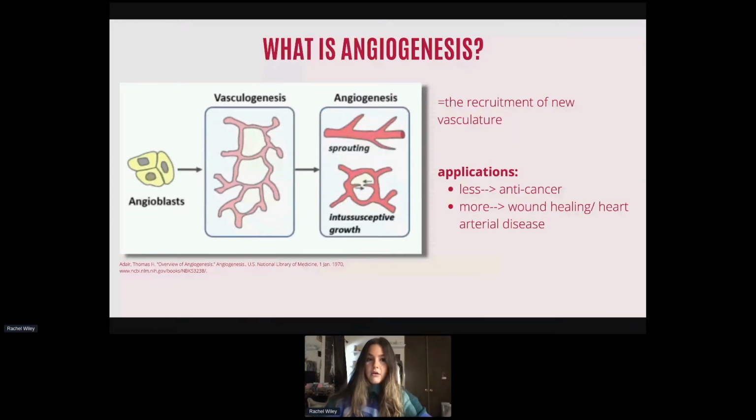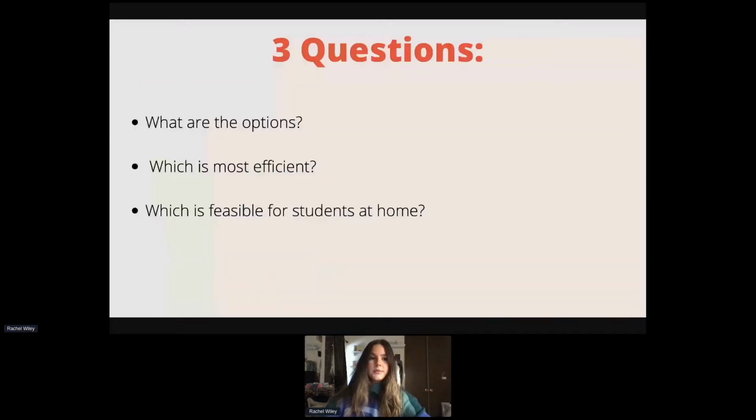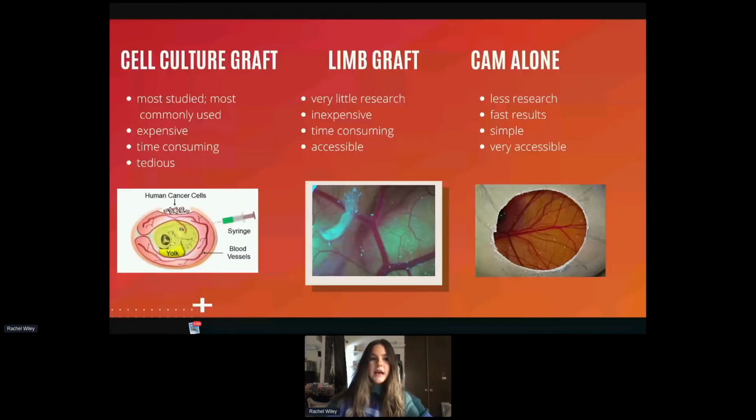To find out how, I asked 3 main questions. What are my potential methods, which of them is most efficient, and which is most feasible to do for students at home? First, let's break down the possible methods of the CAM assay. Our first option is the cell culture graft we just discussed. Using a cell culture transplant onto the membrane, the control eggs are compared to those with the experimental variable for changes in angiogenesis.